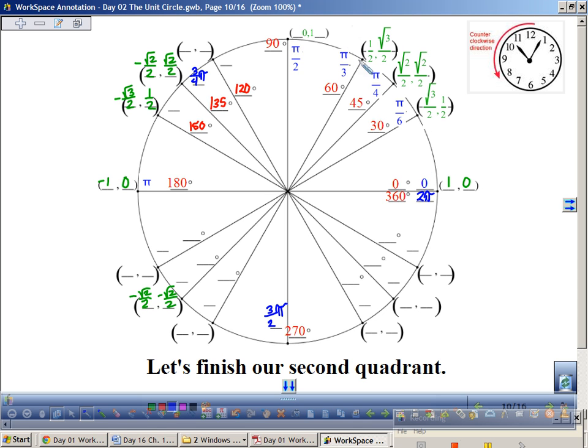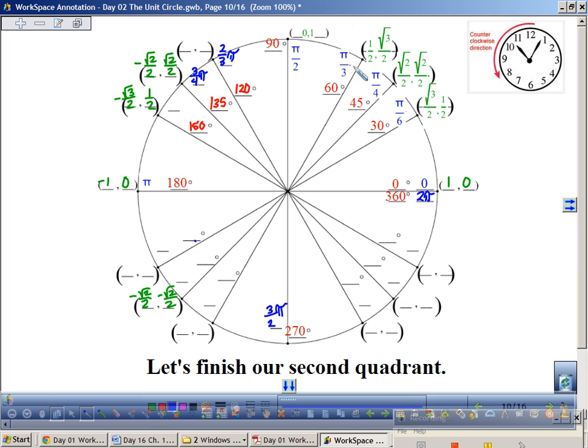Thirds. 1/3. What would this be? 2/3. What would this be? 3/3. Does it match? Yes. This would be 4/3, 5/3, 6/3. Does it work? Yes. All right.